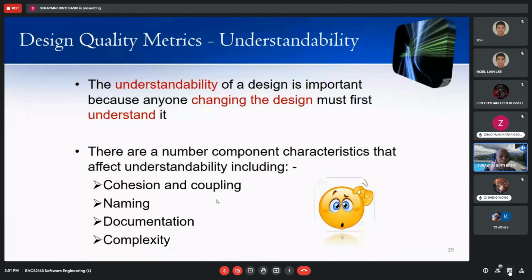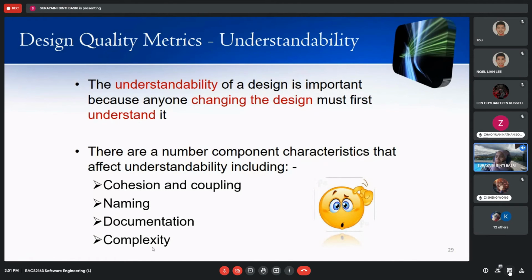After that, the complexity. This complexity is also still referring to cohesion and coupling. If your system, for example, has a level of cohesion that is not functional cohesion, and a highly coupled design.